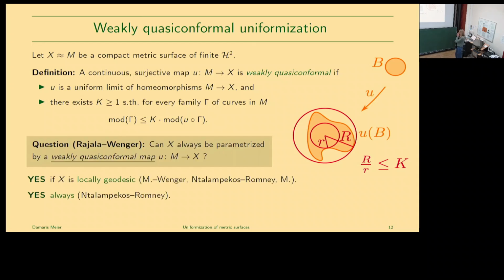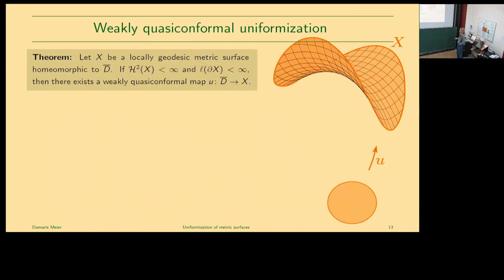Okay. Then we have a little look at the proof of this statement. So the theorem is as follows: we have X being a locally geodesic metric surface. Now we just assume it's homeomorphic to the disk to make it a bit easier. And we assume it has finite Hausdorff measure and finite boundary length. And then we want to show the existence of a weakly quasiconformal map.